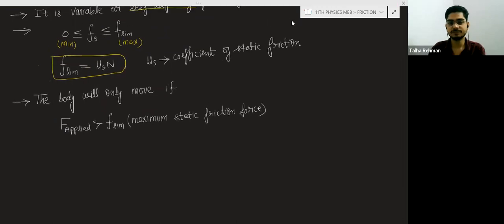See once again. This is the object and the applied force, not moving. I have increased the force, still not moving. So there will be some value of external force for which this object will move. Suppose at 50 newton this body is moving. Then that 50 newton will be the limiting value of the static friction force.